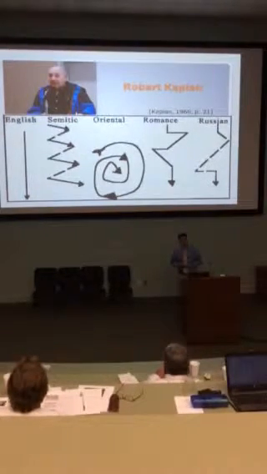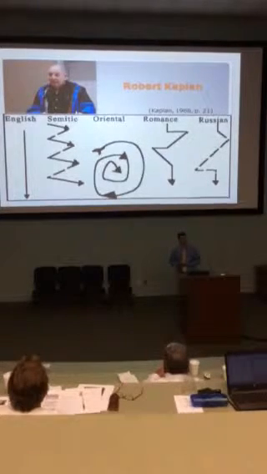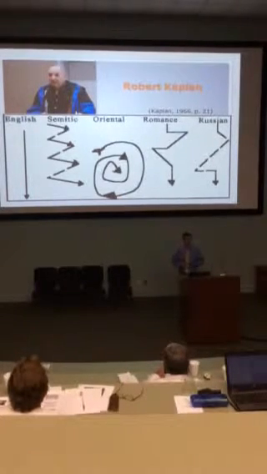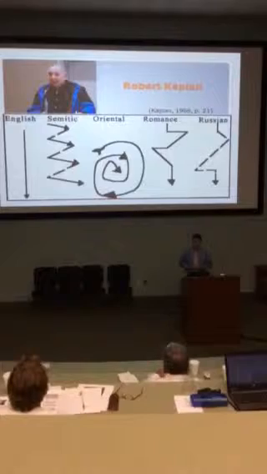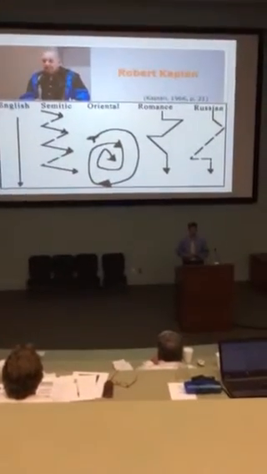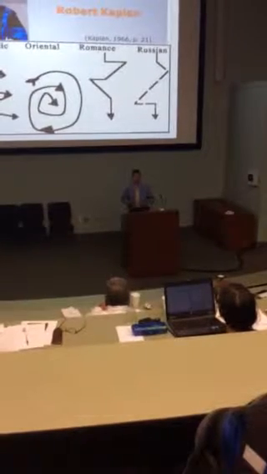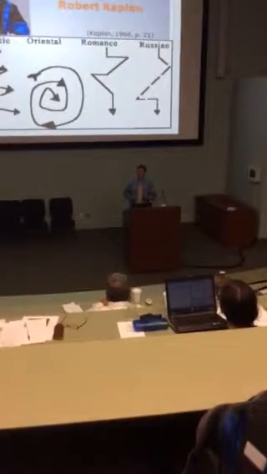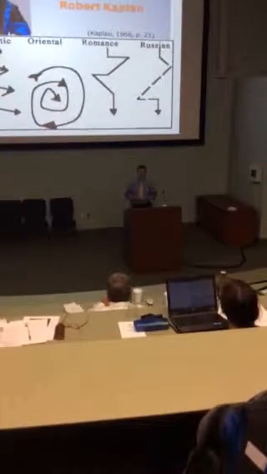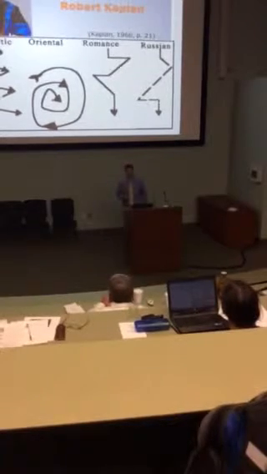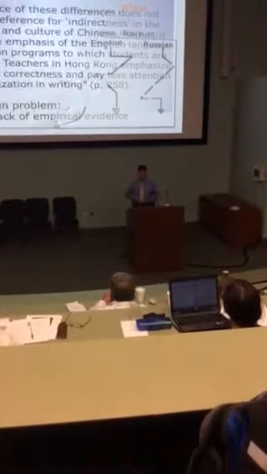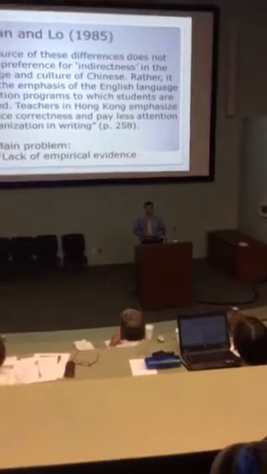And you can see that he separated cultural rhetorics into five categories: English, Semitic, Oriental, Romance, and Russian. Obviously, some of you are probably already thinking that there are problems with this because these are very broad categories, and is this really fair to lump people in these huge categories? And these were some of the problems that the scholars came up with very quickly.